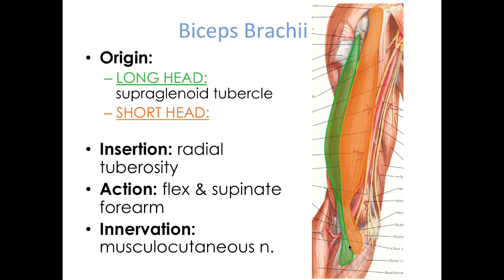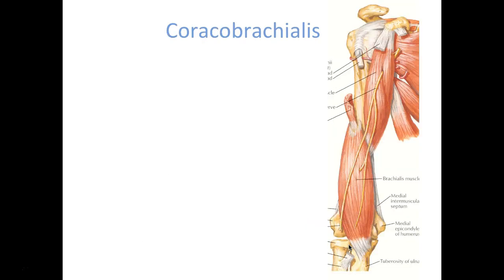And its action is not only to flex the forearm like most of us know, but it's also to supinate the forearm. So it's kind of that lateral rotation of the forearm as well. And this, along with all the other muscles in the anterior arm, are innervated by the musculocutaneous nerve.